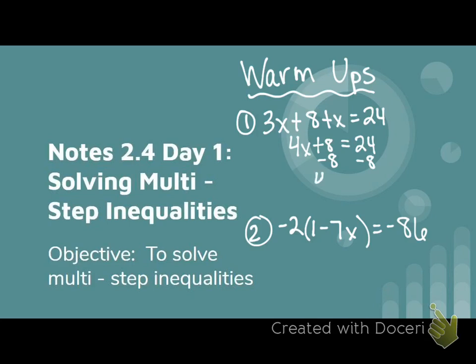We get 4x equals 16. Not negative, positive 16. Last step is to divide by 4. What do we get for x? 4. Good.